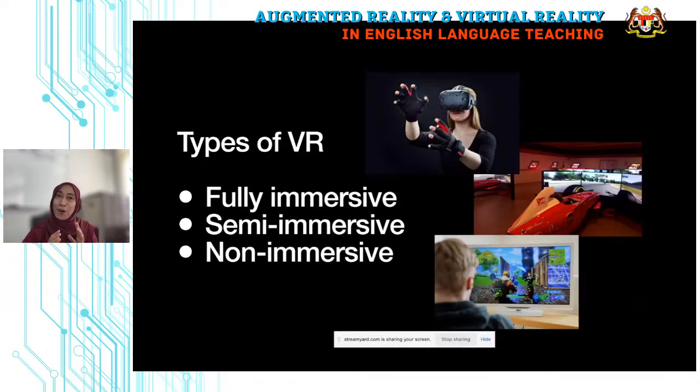And another type of VR is non-immersive, whereby you are still in the real world. It's just you have your avatar. We call it an avatar. You take charge of controlling your avatar in a different environment, in a virtual environment, like playing PS4. So that is non-immersive VR. So you have three: fully immersive, semi-immersive, non-immersive.